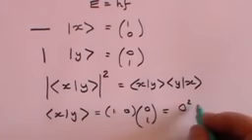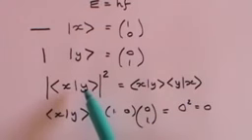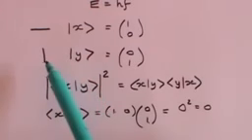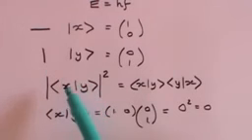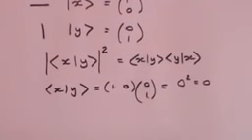So 0 squared is 0. So the probability of a photon prepared in the y axis, which is the vertical axis, going through a horizontal polarizer is 0. So far it works. Well, let's do a few more tests.